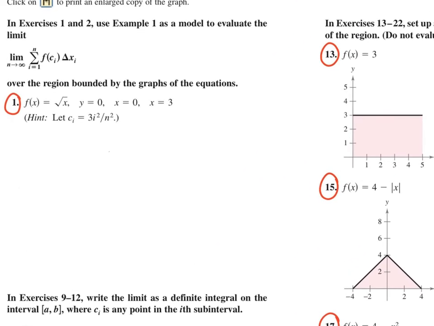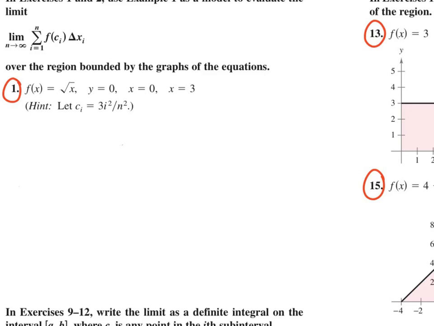All right, so here we're going to move over here to this one. We're going to use the example that we did before to get the area bounded by the square root of x, the x-axis, 0 and 3. Alright, so you can see here that c sub i is given to us. Alright, so like we did before, we need to figure out f of c sub i and also what delta x sub i is going to be. Alright, so let's start with f of c sub i.